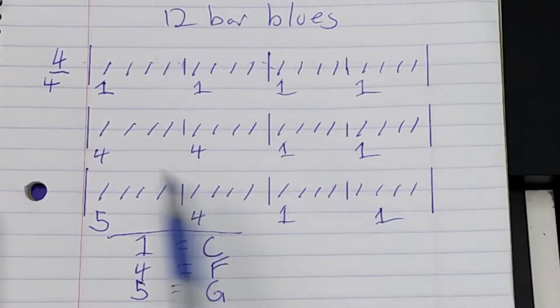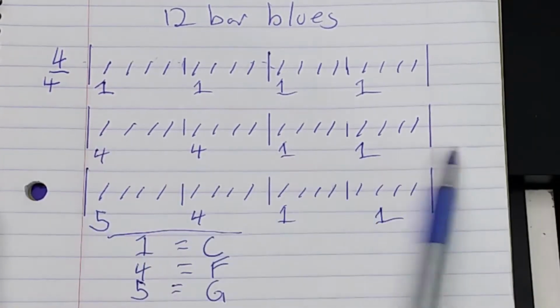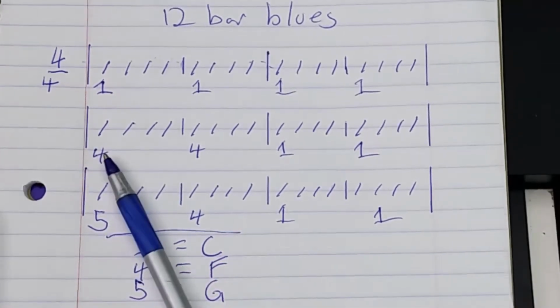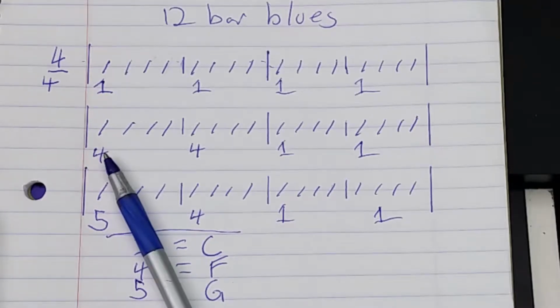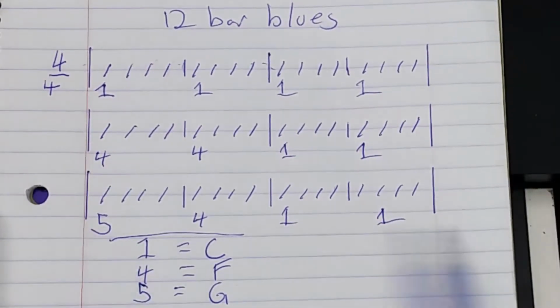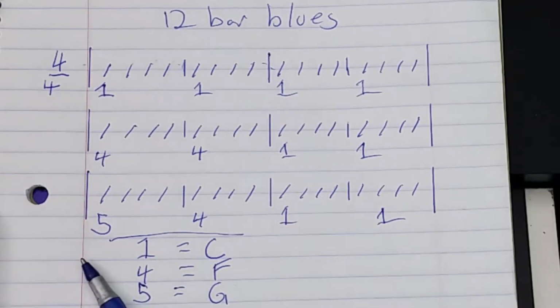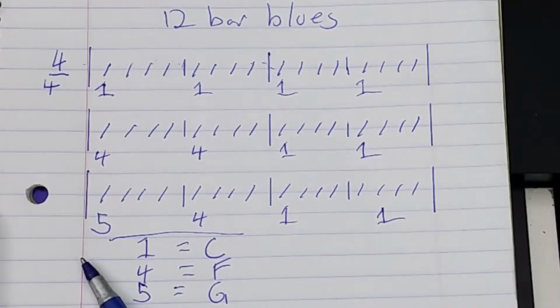We're going to count in 12 bars for right now. So the next line, we're going to start with bar 5. We'll count 5, 6, 7, 8, each with 4 beats. And then we'll go to the third line, which is our 9th bar, and we're going to count 9, 10, 11, 12, each with 4 beats.